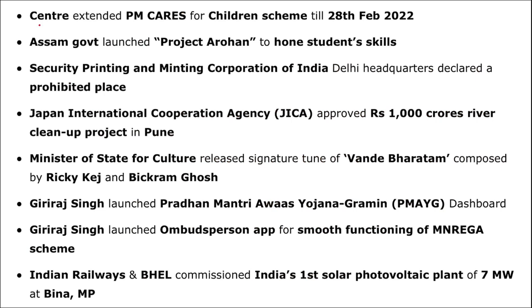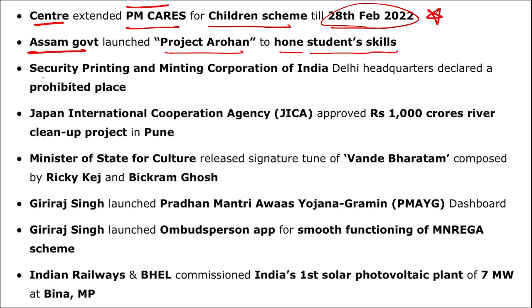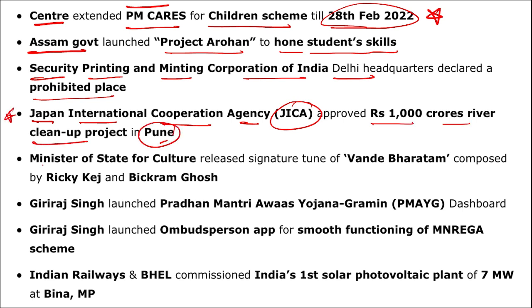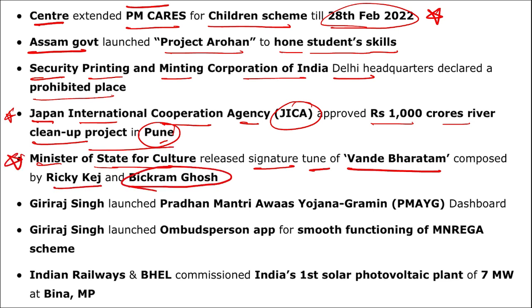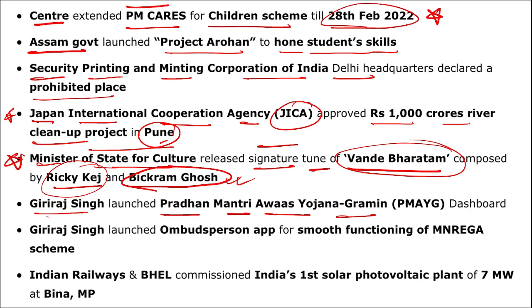Option 5 here. Next, the Centre extended the PM CARES for Children scheme till 28th of Feb 2022, so it has now expired. Then the Assam government launched a project Arohan to hone student skills. Security Printing and Minting Corporation of India, Delhi headquarters, was declared a prohibited place. Japan International Cooperation Agency, that is JICA, approved a 1000 crore rupees river cleanup project in Pune. Mark this. Then the Minister of State for Culture released the signature tune of Vande Bharatam, composed by Ricky Kej and Bikram Ghosh. Mark this. Then Giriraj Singh launched the Pradhan Mantri Awas Yojana Grameen Dashboard.